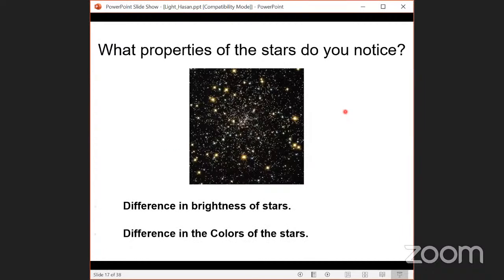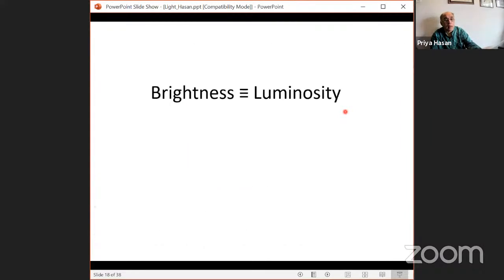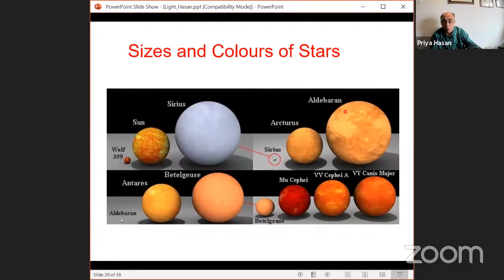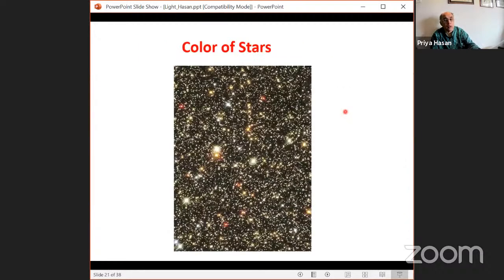So now coming a little ahead, when we are looking at the stars, what do we see? We see they are of different brightness and they are of different colors, right? And what is brightness? Brightness, we call luminosity, and luminosity depends on two things. I'll go a little ahead.